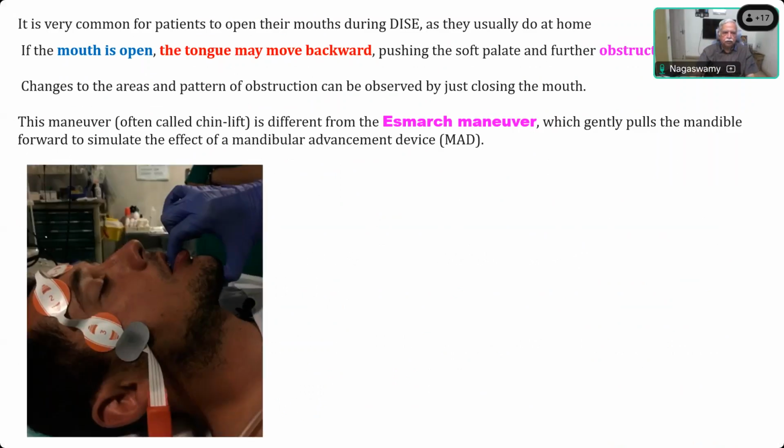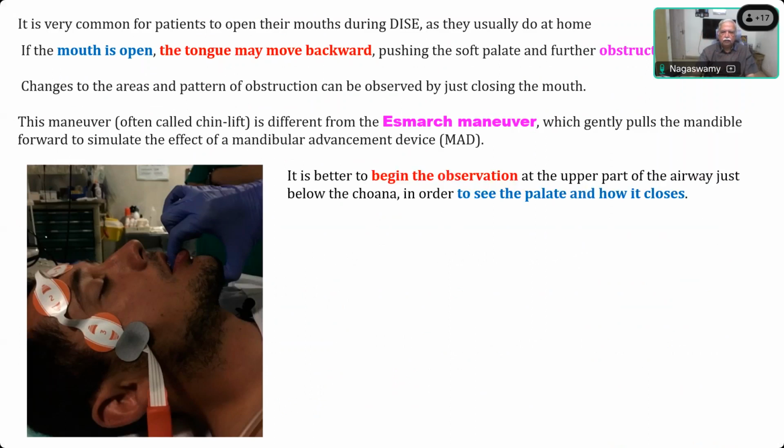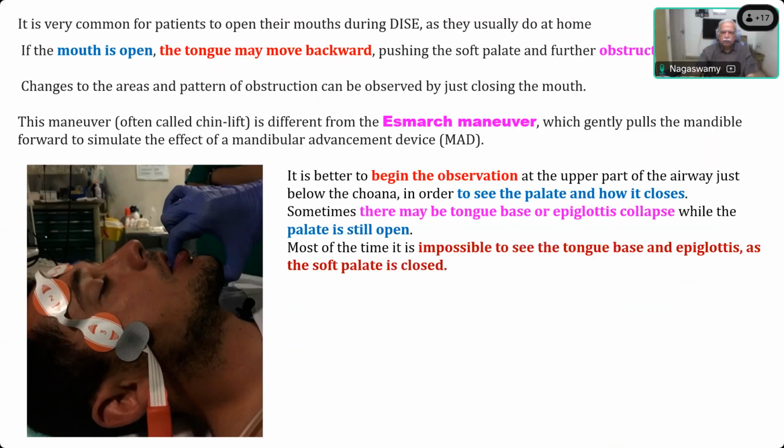So this picture will tell you how to do it. You put on a glove, hold the chin and put your finger in the mouth to the lower incisor level and pull the whole mandible. And because the patient is sleeping, his jaw will be very relaxed, so it will be easy to pull the mandible forward. And then you can start doing the observation, see the palate and how it closes. And then observe the base of the tongue, epiglottis, and all these things.